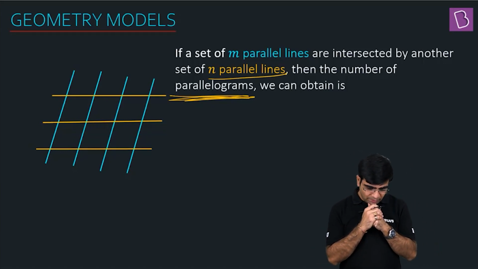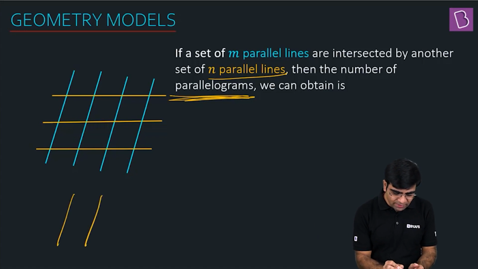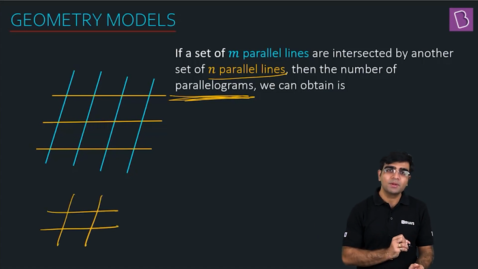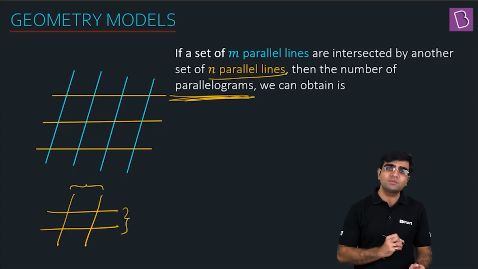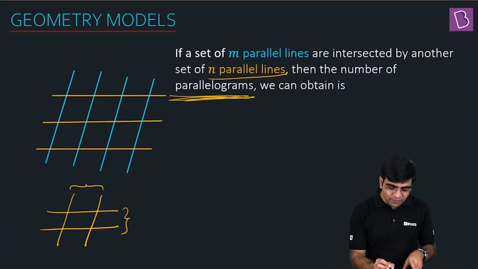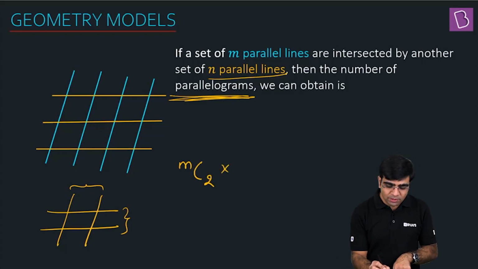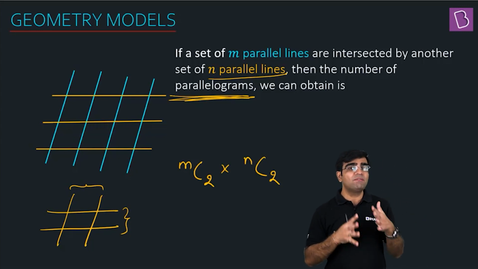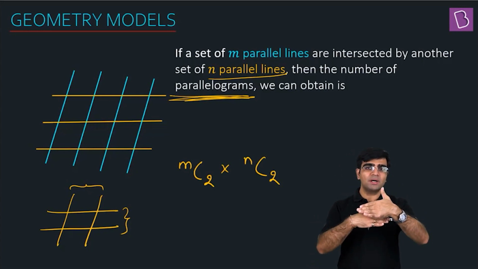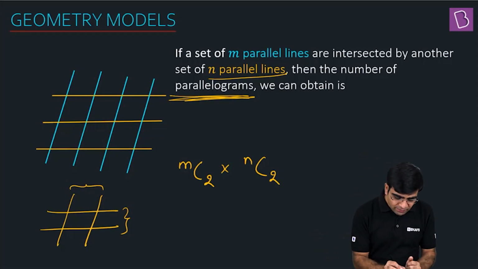Now I have to count the parallelograms. So how do we form a parallelogram? For any parallelogram, I need 2 parallel sides here, and I need 2 parallel sides here. So from one set I need 2 sides, and from the other set I need any 2 sides. Let's say from the first set, m, I choose any 2, followed by the other set, n, I choose any 2. How many sides do I have? 4. 2 from the first set and 2 from the other set. We have this kind of parallelogram possible here.